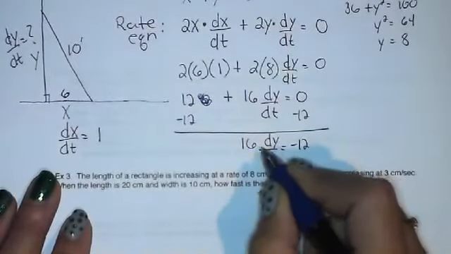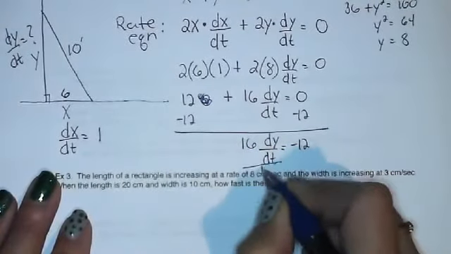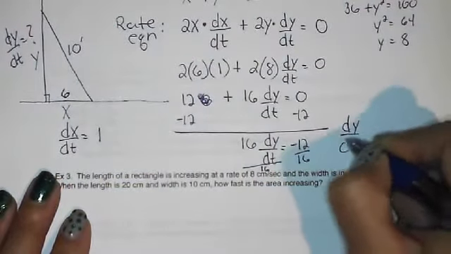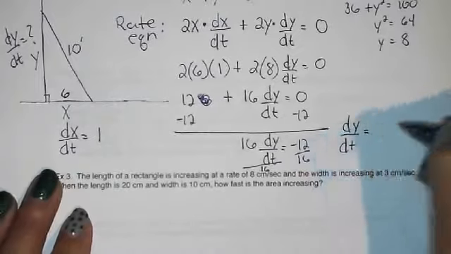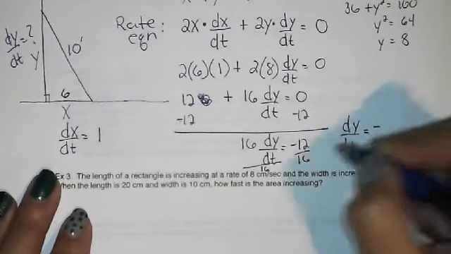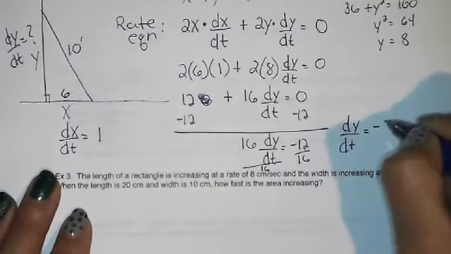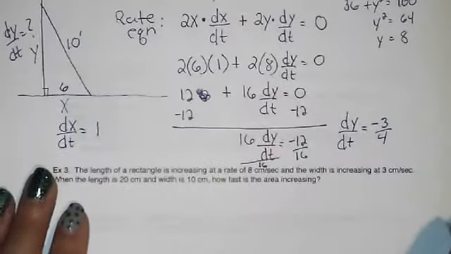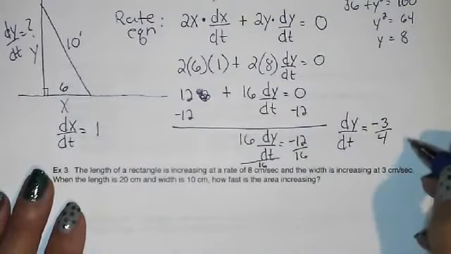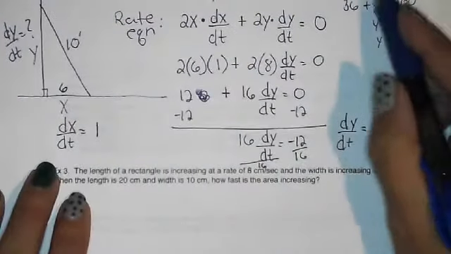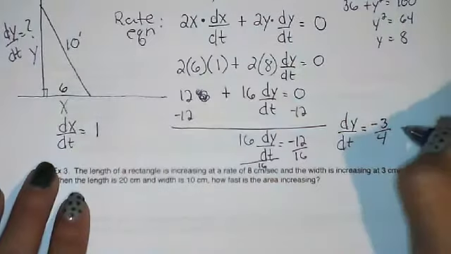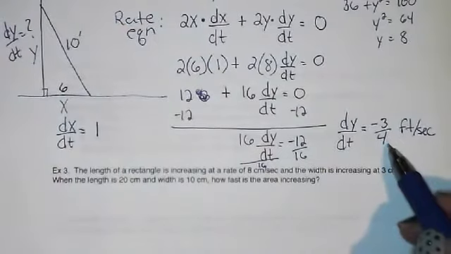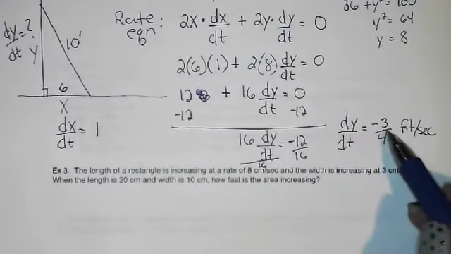16 dy dt equals negative 12. All I've got to do now is divide by 16 because it's being multiplied here. dy dt equals negative, let's see, 3 goes into there 4 times. No, 4 goes into there 3 times. Negative 3/4, and I've got to put a label on here. It's whatever the units are per time, and these were in feet per second.